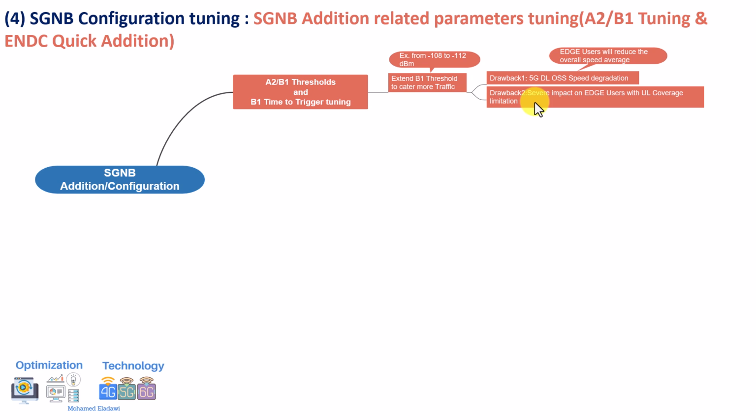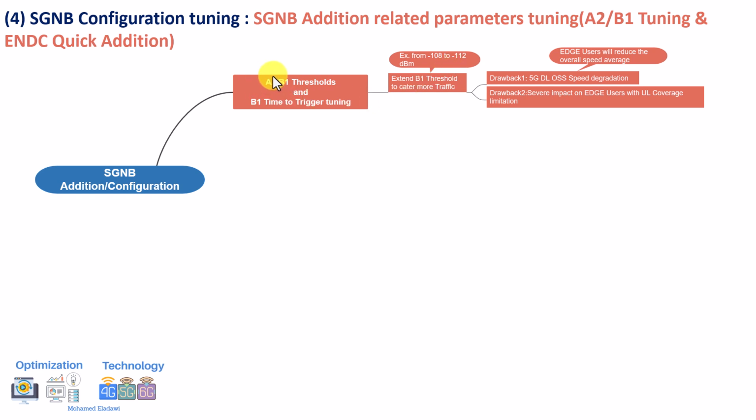So you need to consider when extending the threshold that it is not extended too much, and you need to do it with a proper network study for the current network, including indoor penetration and 4G and 5G coverage. You should do several tests using whatever tools, drive test or indoor, in order to guarantee the optimum threshold you can use for B1.